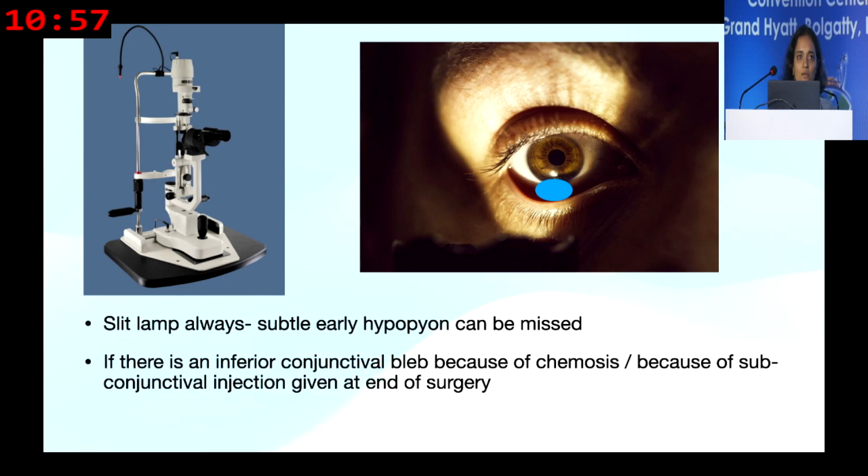So when there is a chemosis on post-op day, it is always preferable to look underneath it for a hypopyon. And slit lamp is the way to go. It has to be used always and always for every patient we have operated.